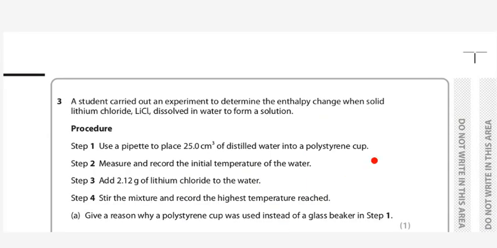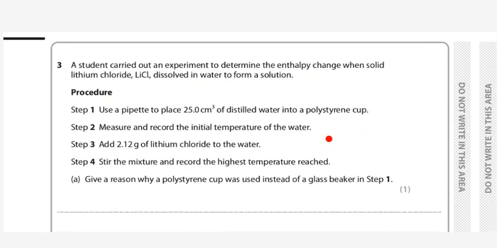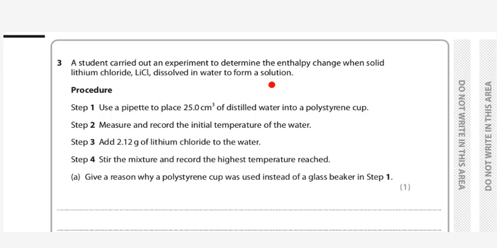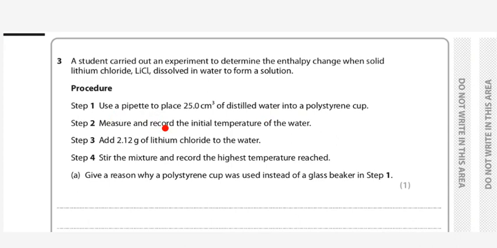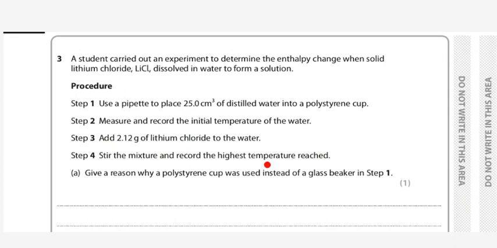But quite straightforward and easy paper compared to the previous ones. A student carried out an experiment to determine the enthalpy change when solid lithium chloride dissolves in water to form a solution. This was prepared by placing 25 g of distilled water into a polystyrene cup. Measure and record the initial temperature of the water, then add 2.12 g of lithium chloride to the water. Stir the mixture and record the highest temperature reached.